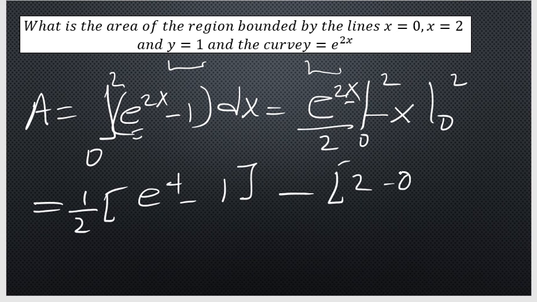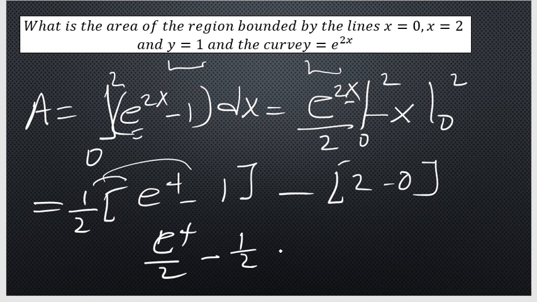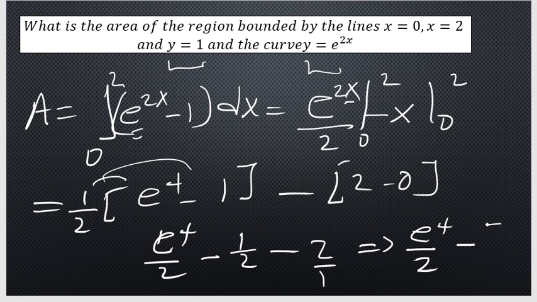So 2 minus 0. This will be e to the power of 4 over 2 minus, I'm distributing, 1 over 2 minus just 2. So this will be e to the power of 4 over 2 as it is, we'll continue, minus, when you subtract this one, it's going to be negative 5 over 2. You can check it. This will be the result for the fourth question.